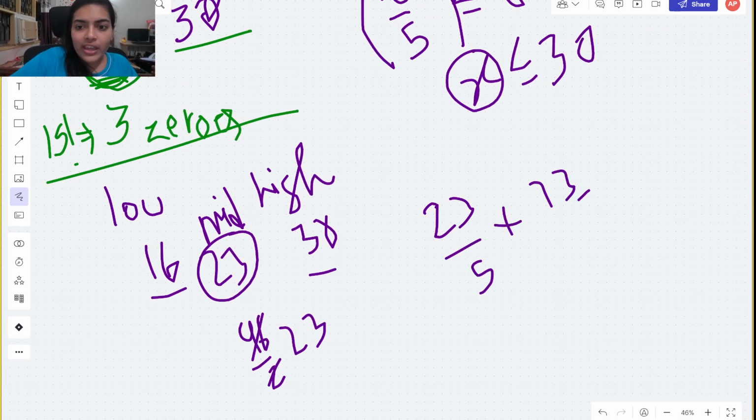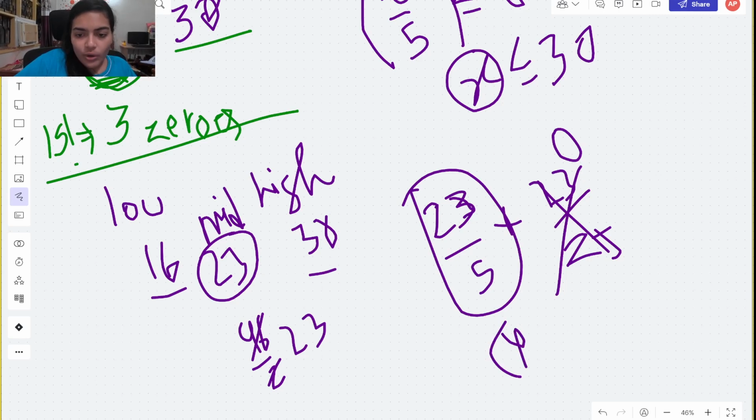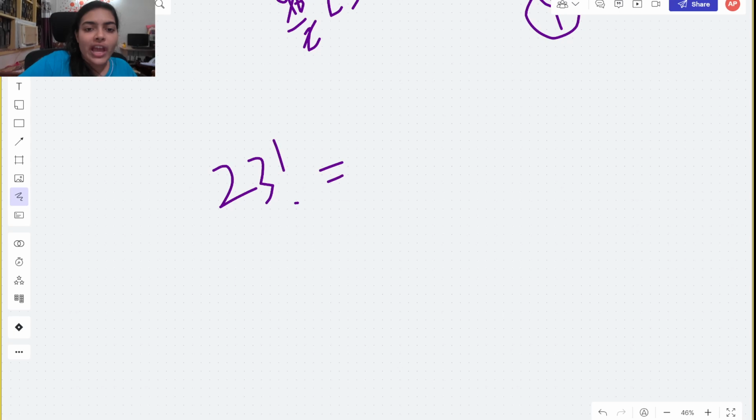It's just 23 by 5 plus 23 by 25. This is also 0, so we can stop. So it's just 23 by 5. So what is 23 by 5? It is just equal to 4, right? Now let me write it again. In 23 factorial we have 4 zeros.